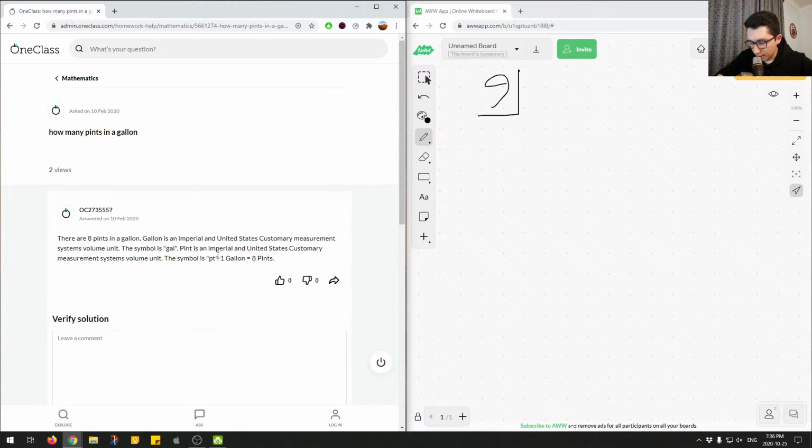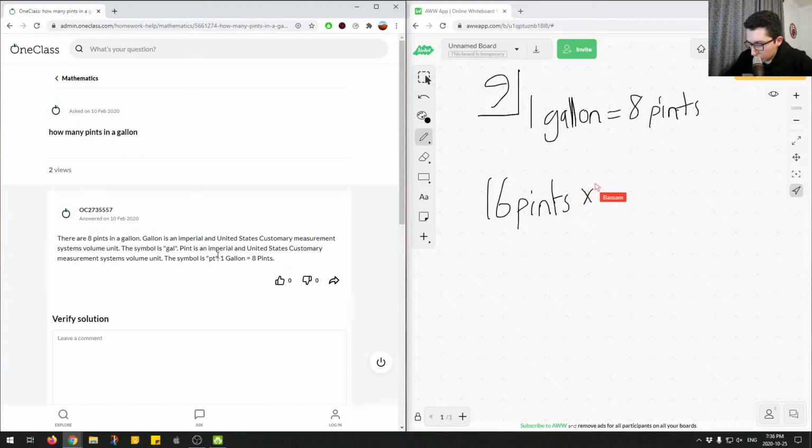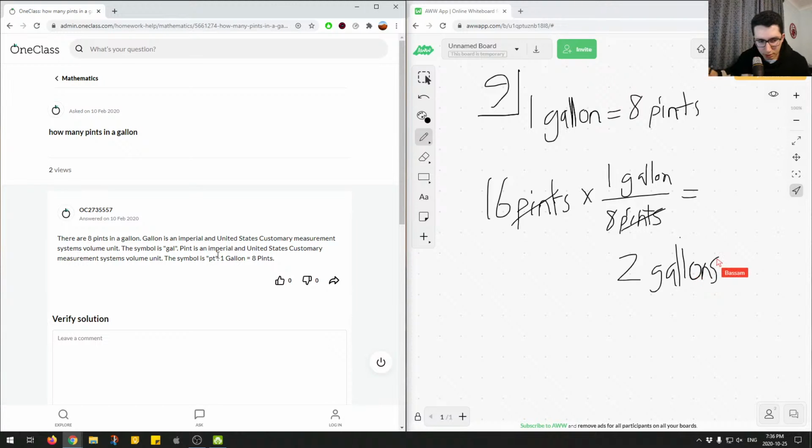So we know that the conversion is 1 gallon equals 8 pints. So if you're asked, let's say, how many gallons is 16 pints, you would multiply by the conversion factor, which is 1 gallon per 8 pints. So the pints cancel out, and you have 16 divided by 8, which is just 2. So you have 2 gallons. So that's how you'd use this conversion factor.